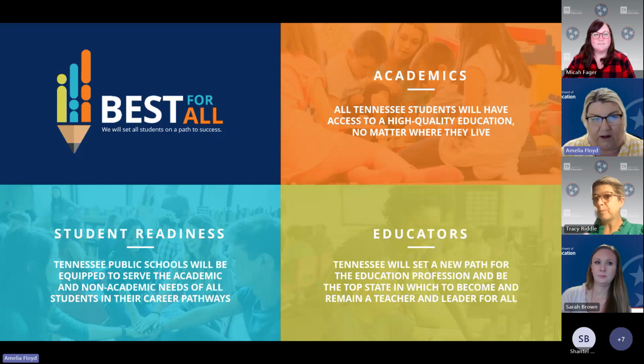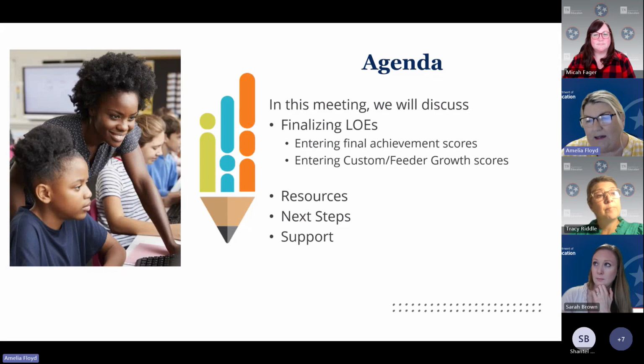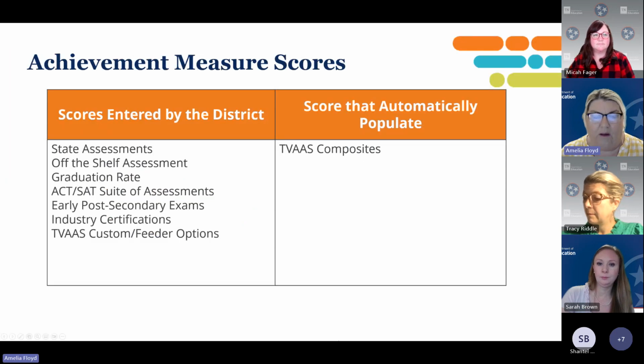As always, we ground everything in our best for all strategies, and today we're strictly talking about educators, which support the other two areas. So what we're going to talk about today, we've got a lot to talk about. We're going to talk about finalizing LOEs, entering your final achievement scores, and entering some custom feeder growth scores if you have them. We've got some resources. We're going to spend a little time talking about what we need to be doing for next year, and then share some support things we have for you.